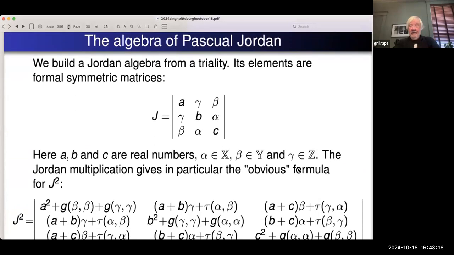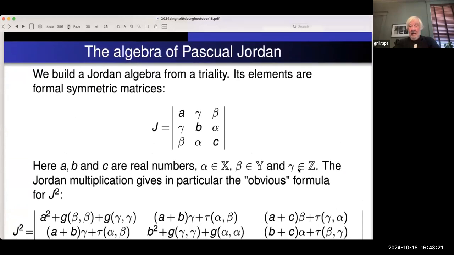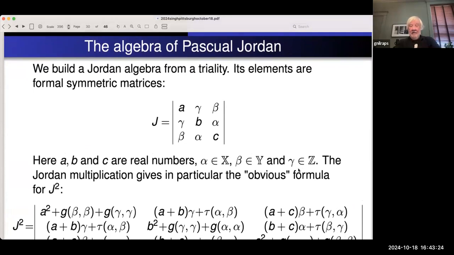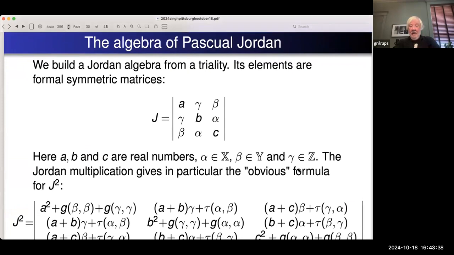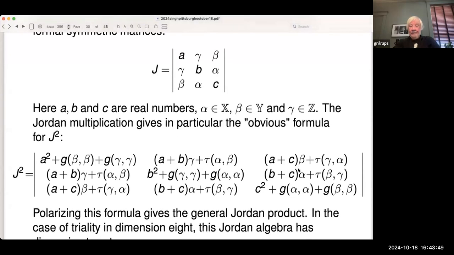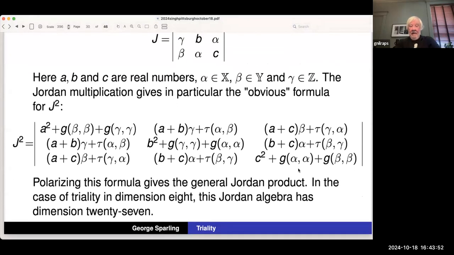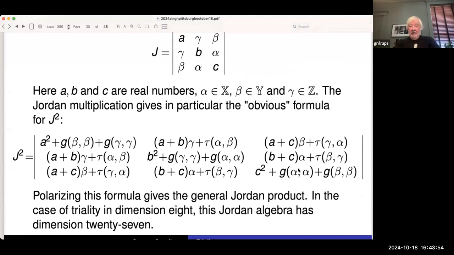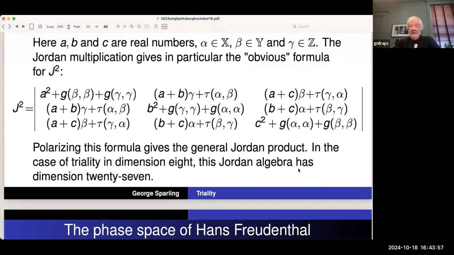Jordan algebras. Jordan algebras, again, a lot of people in the audience will already know all this. For Jordan algebras, you form a symmetric matrix whose entries down the diagonal are numbers, and on the off diagonal you put one element of each vector space. And then the Jordan multiplication is basically matrix multiplication, where you throw in the triality at appropriate points. In the case of dimension 8, which is octonions, this algebra has dimension 27.